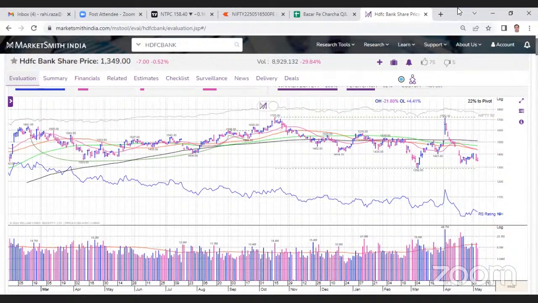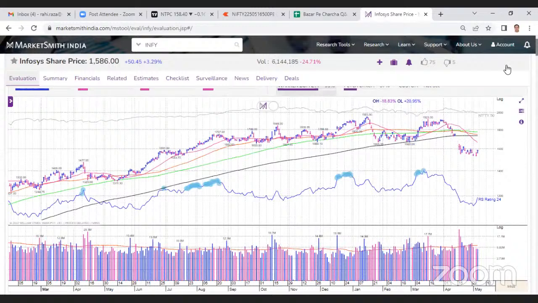Now, what next? It's Infosys. Okay, I am opening the chart for you. Infosys. So Infosys is a major part of this IT pack or IT index.